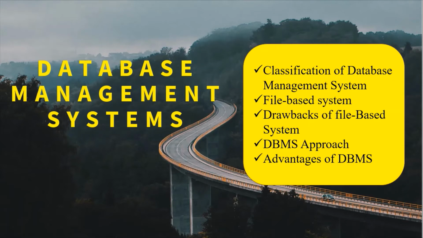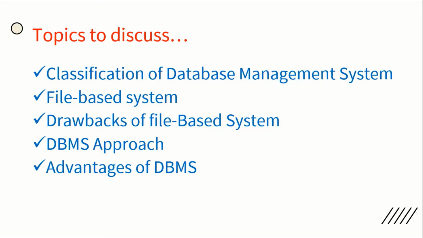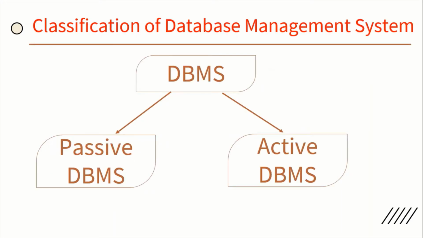Then we are also going to look at the drawbacks of file-based systems and how database management systems overcame the drawbacks of file-based systems. And finally, we'll also be looking at the advantages of DBMS. So these are the things which we are going to cover today. In the classification of DBMS, DBMSs can be of two types. One is passive DBMS, the second one is active DBMS.